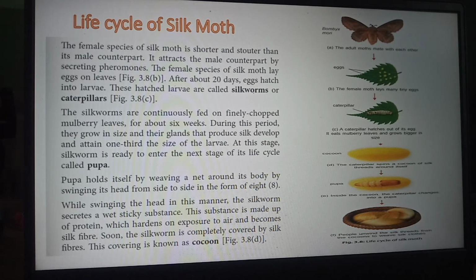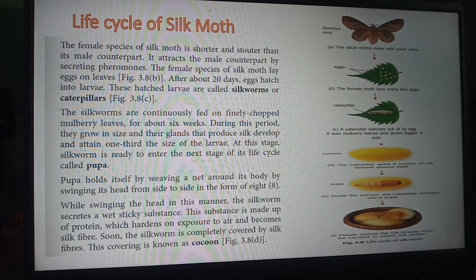The sticky substance is produced. This sticky substance is made up of protein, and when it gets exposed to air, जब उनको हवा लगती है तो वो hard हो जाता है. The substance gets hardened and it becomes silk fiber. अब ये silk fiber बन गया. Then what will happen? The silkworm is completely covered by silk fibers. I have told you how it has been completely covered with silk fiber. So this covering is known as cocoon.